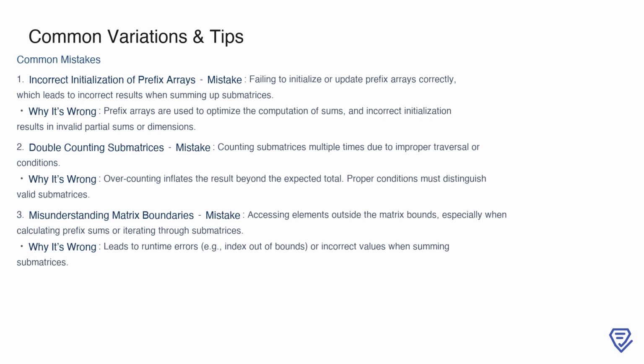Another common mistake is double counting submatrices. This happens when the traversal logic or conditions aren't set up properly, leading to some submatrices being counted more than once. The result is an inflated total count, so it's important to set clear conditions for distinguishing valid submatrices. Lastly, misunderstanding matrix boundaries can cause issues.